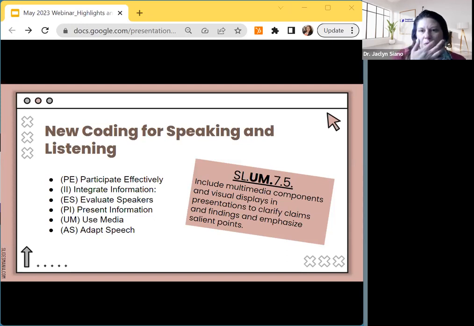So this is an example of a grade 7 one, include multimedia components. So it's the same standard that it was. Now we just have a little subdomain for it so we can easily look at it and know specifically what practice it attaches to, what part of the ELA mission does it attach to. It's just much more specific.